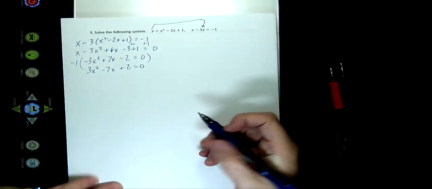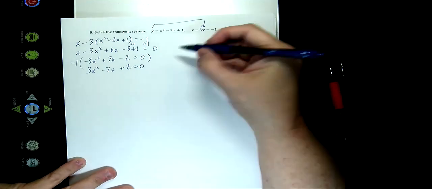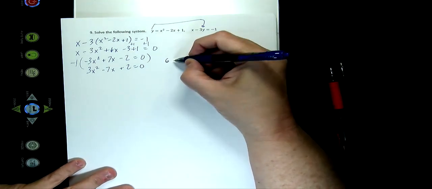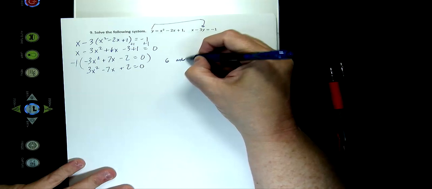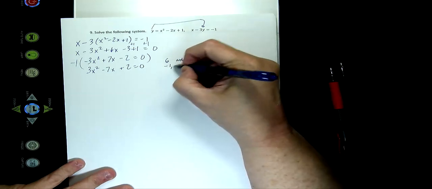So now that I'm here, I can factor. I need things that multiply to 6 and add to -7. That's got to be -1 and -6.